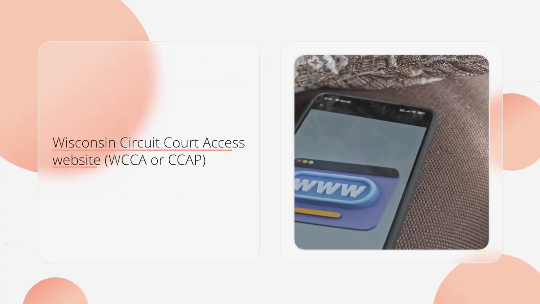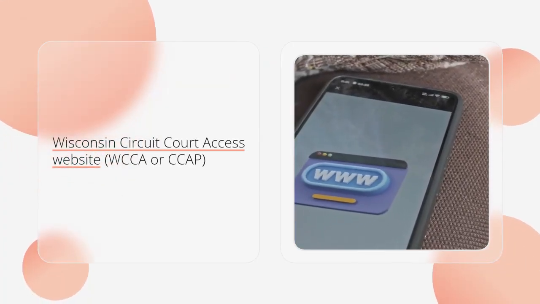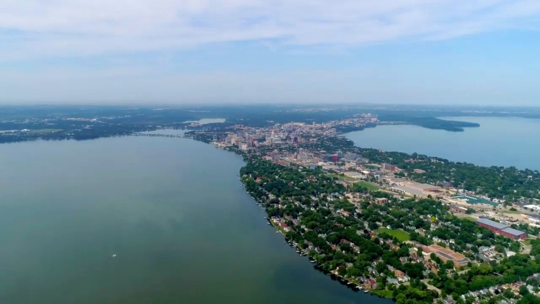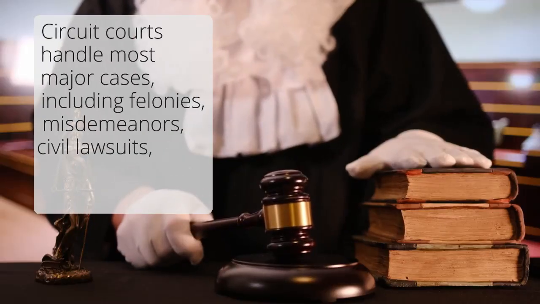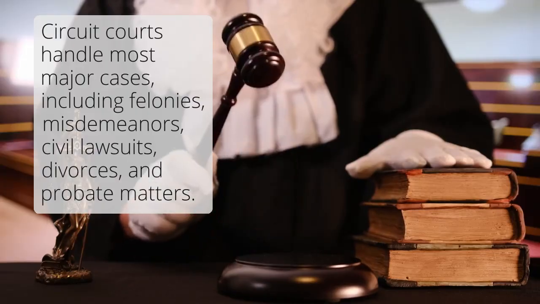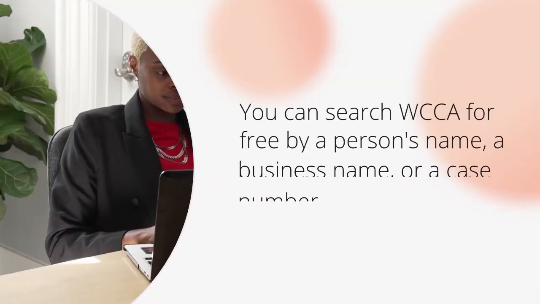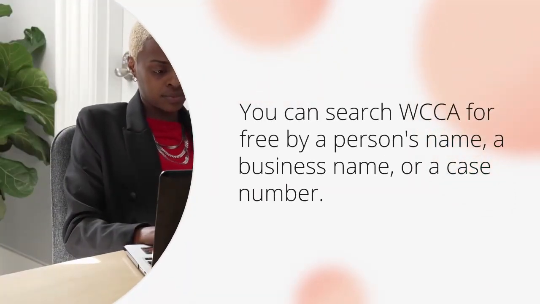The most important tool you need to know about is the Wisconsin Circuit Court Access website, often called WCCA or CCAP. This is the state's official online portal for circuit court records. Circuit courts handle most major cases, including felonies, misdemeanors, civil lawsuits, divorces, and probate matters. You can search WCCA for free by a person's name, a business name, or a case number.